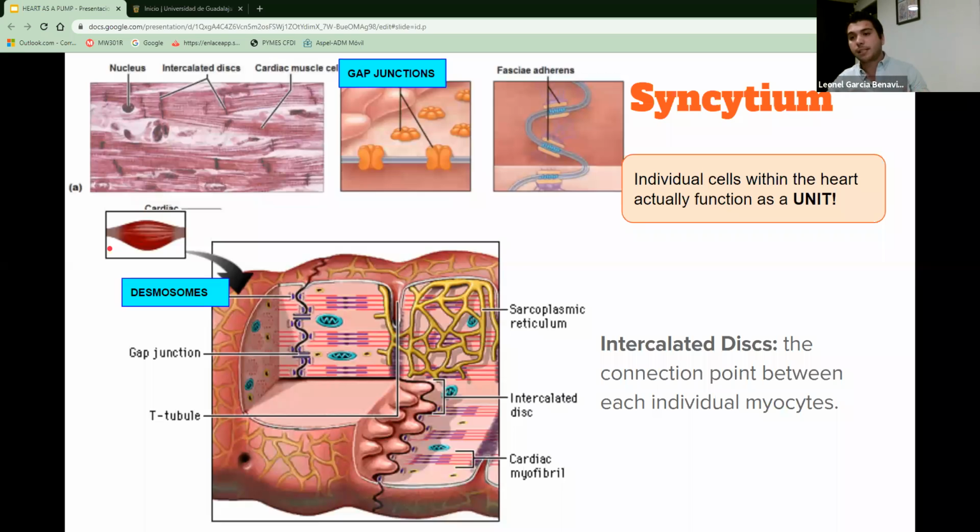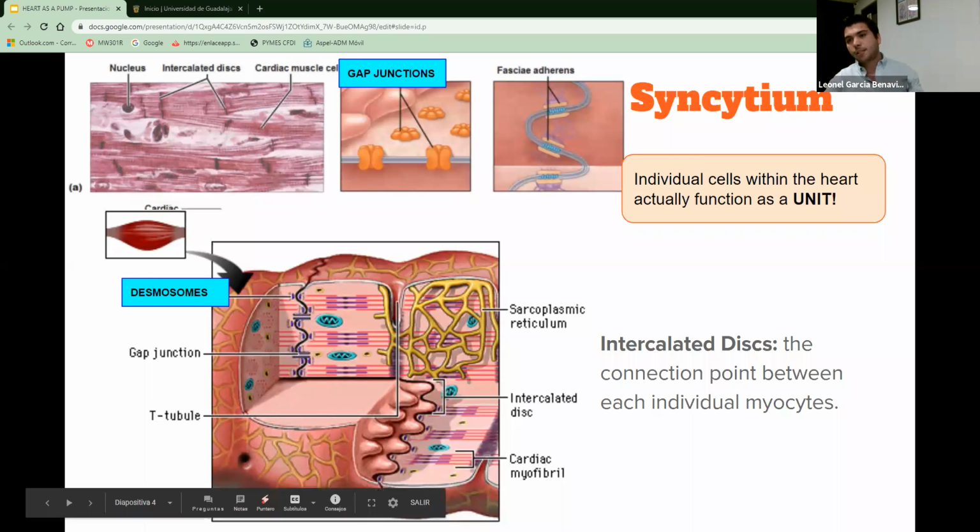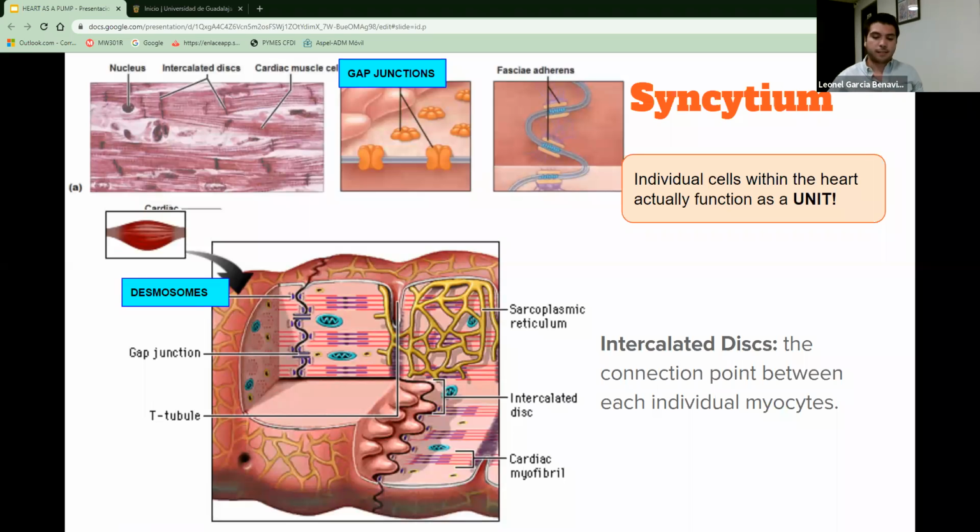So this consumption is going to increase during periods of stress, such as exercise or any other kind of stress that's put on the cardiac muscle. Okay.